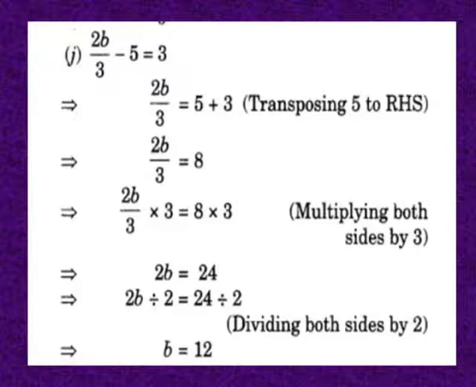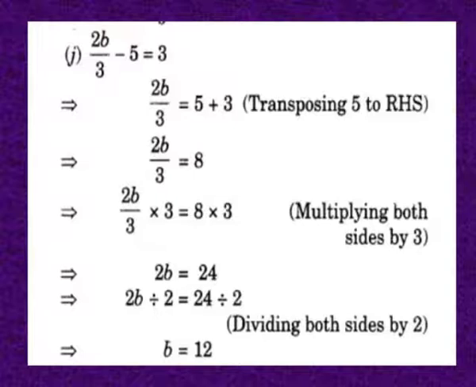J subdivision, 2b by 3 minus 5 is equal to 3. Firstly, we are transposing minus 5 to RHS, so that it becomes 2b by 3 is equal to 5 plus 3. While transposing minus 5 from LHS to RHS, it becomes plus 5. So that 2b by 3 is equal to 5 plus 3 is 8. Now our equation becomes 2b by 3 is equal to 8.